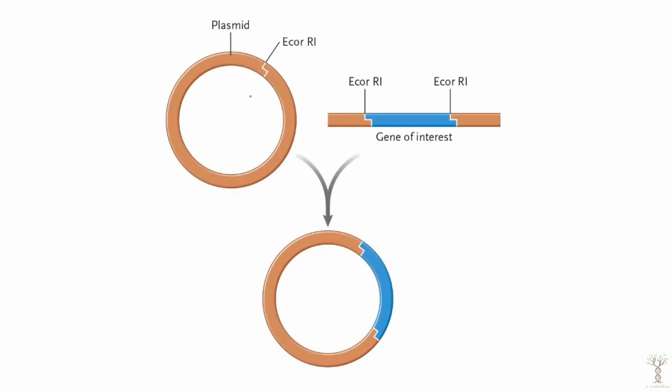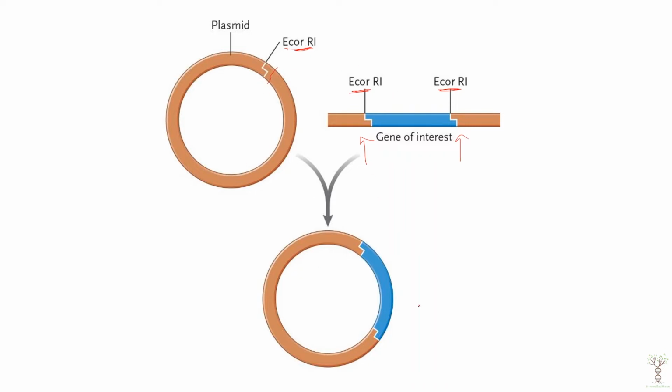Now let's suppose we're going to cut our plasmid with EcoRI. Then we cut our gene out with EcoRI. We can also use two enzymes. This could be HindIII and BamHI. And then we would just cut with both of those enzymes in our plasmid.